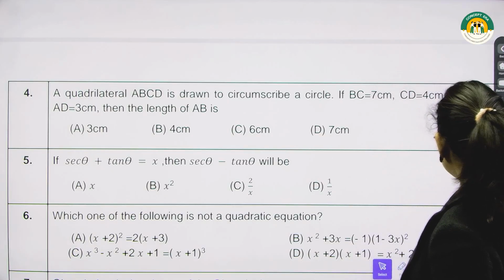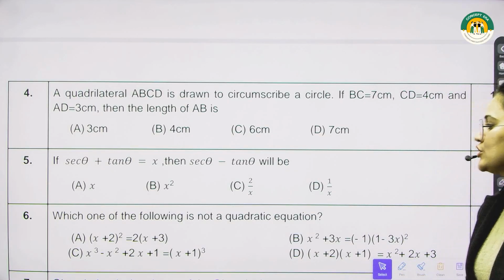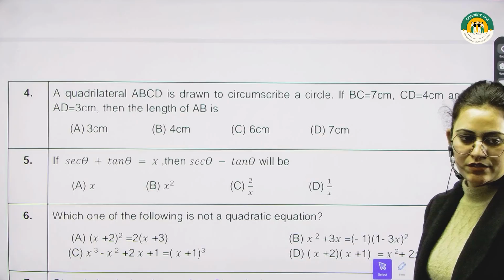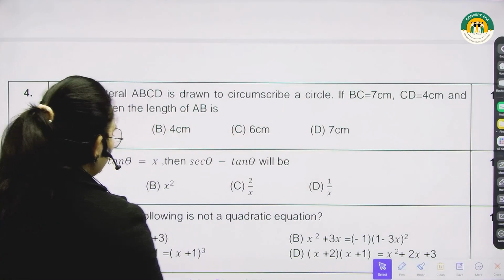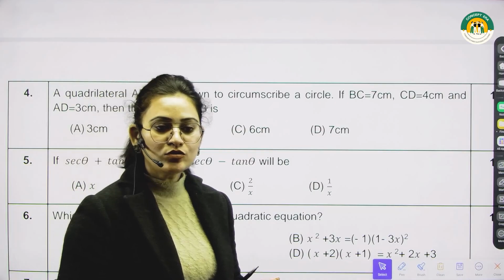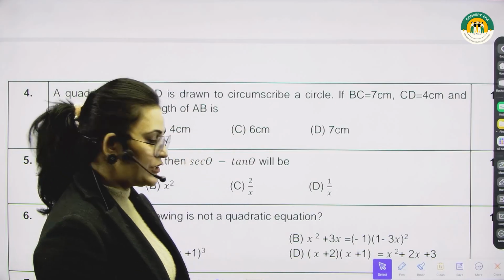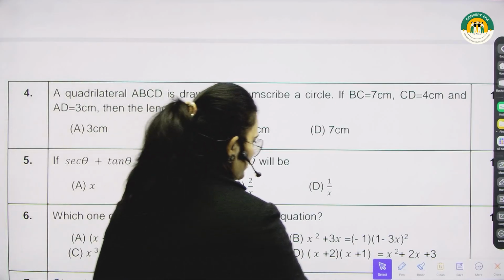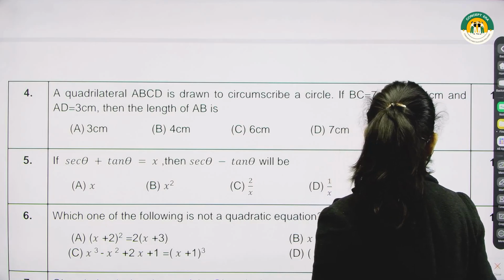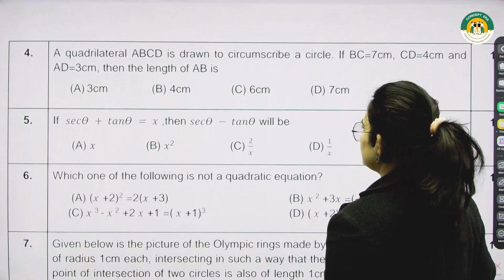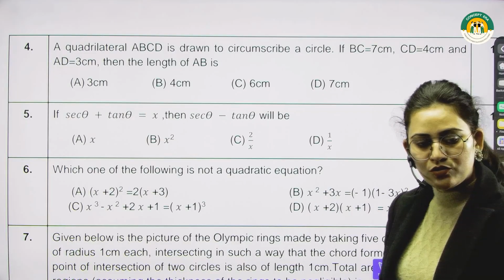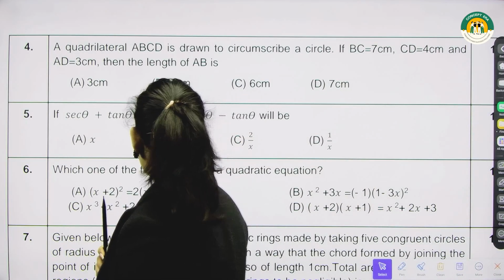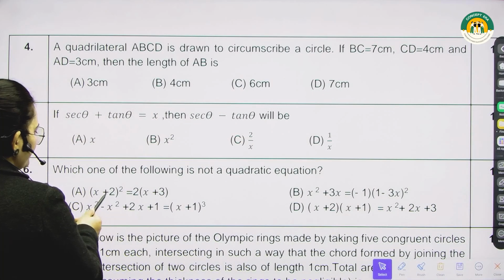Now question number 6. Which one of the following is not a quadratic equation? Now how will we check this? It's up to you if you want to solve all the equations, or if you want to solve directly, you can check here.